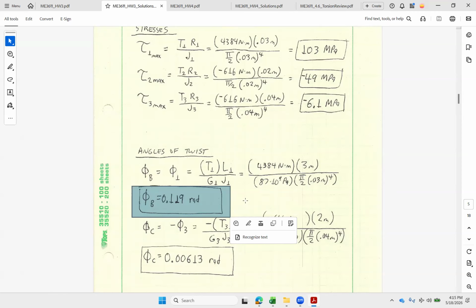And then at point C, we can either add up 1 and 2, or we could take the negative of the twist angle for 3. So TL over GJ, all with 3 subscripts and a minus, might be a little bit faster. We get 0.0061 or 6130 microradians. We could have also added 1 and 2 together, twist angles to get that intermediate. So that's an option for us.